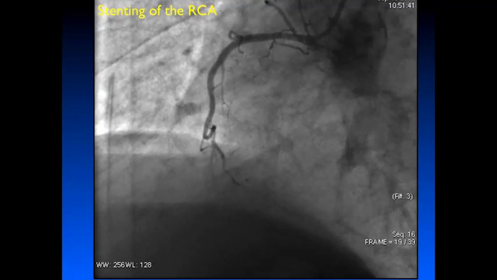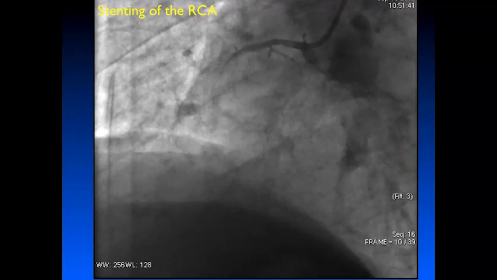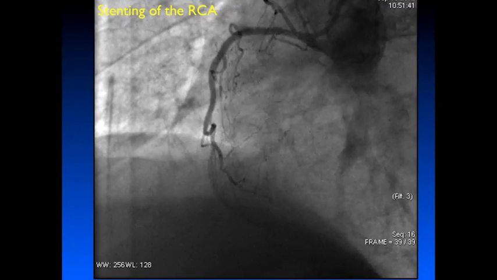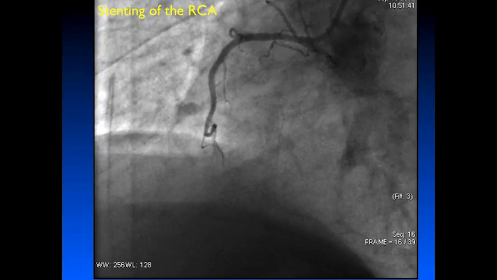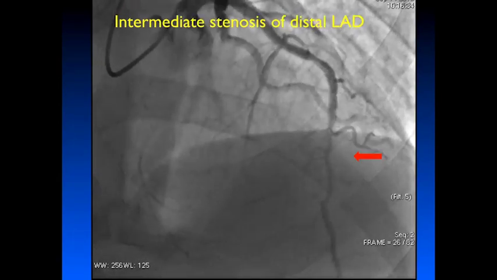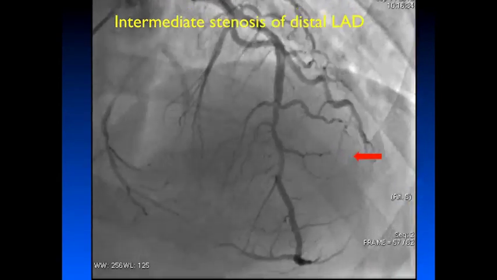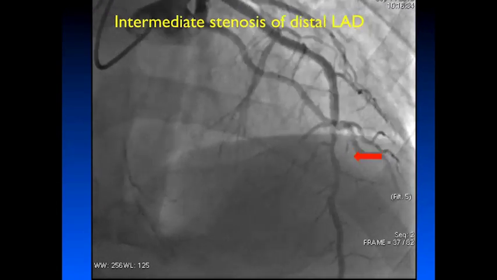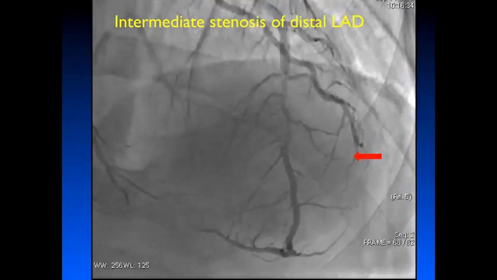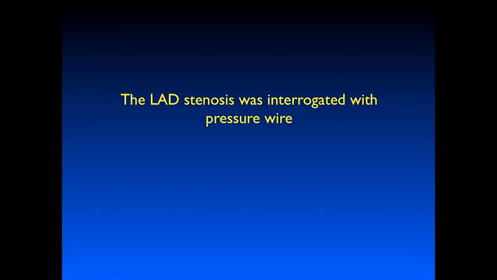The right coronary stenosis was treated with a drug-eluting stent, as you can see in this slide. Finally, we documented an intermediate non-culprit stenosis of the distal left anterior descending artery. The LAD stenosis was interrogated with a pressure wire.